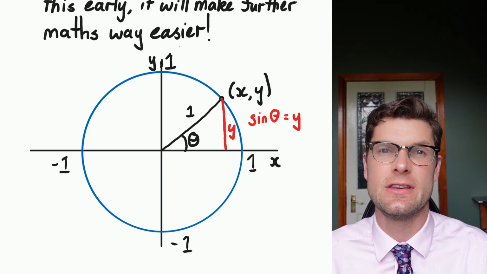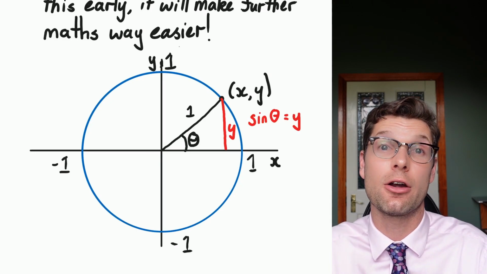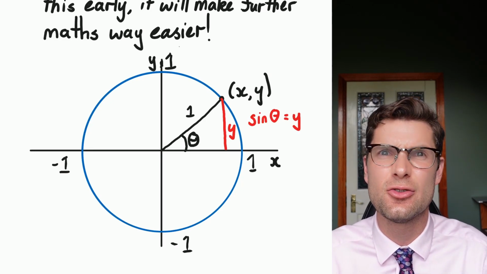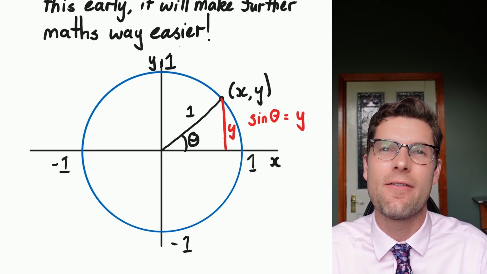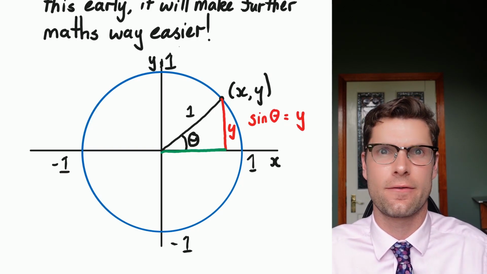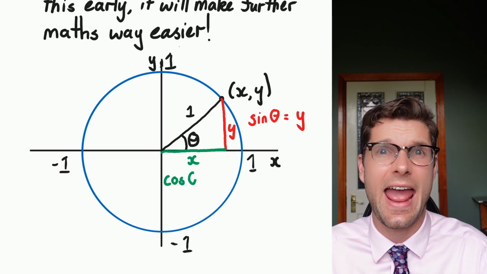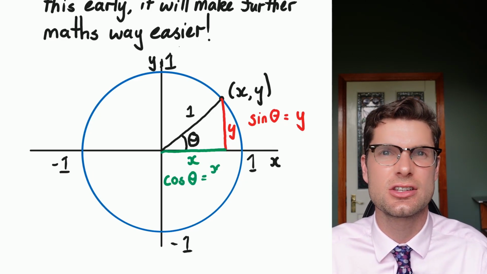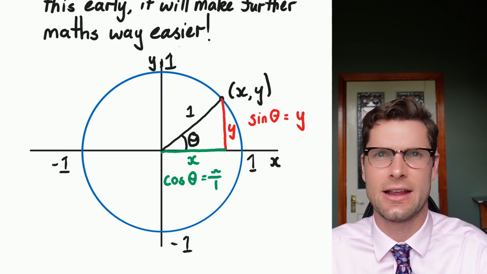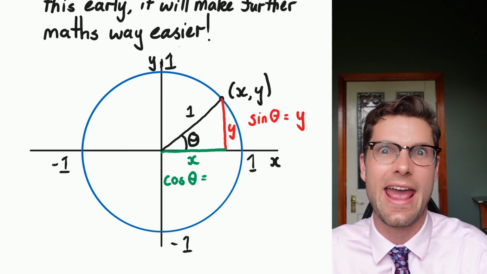So now if I wanted to do the same thing to find the x value, or how far across the x-axis I've gone, I can do the exact same thing. If I fill that line in there, I can see that I've got a hypotenuse, an angle of interest, and the adjacent side. So that x distance is just cos theta is equal to x over 1, which is just equal to x.